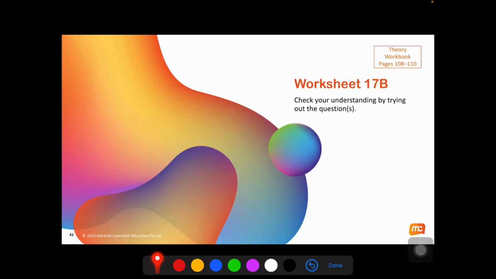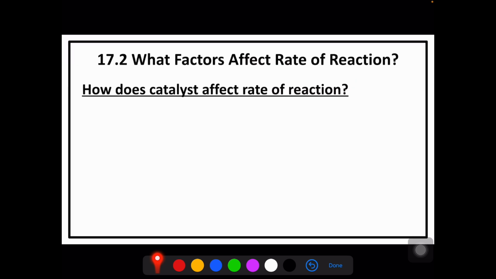With this, you can start to attempt worksheet 17b from your workbook, or you can attempt the self-practice questions at the end of these notes. But before we go to that, let's talk about the last factor. The last factor that can affect the rate of reaction is the use of a catalyst, right?